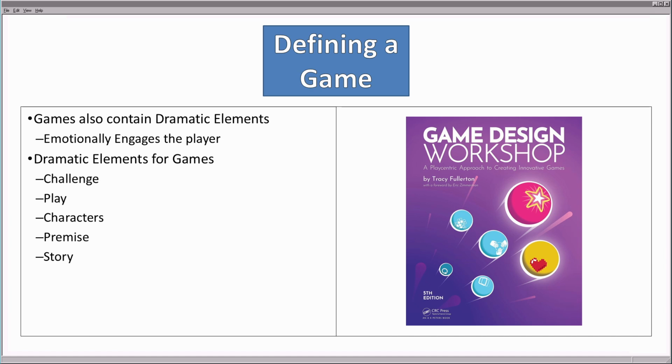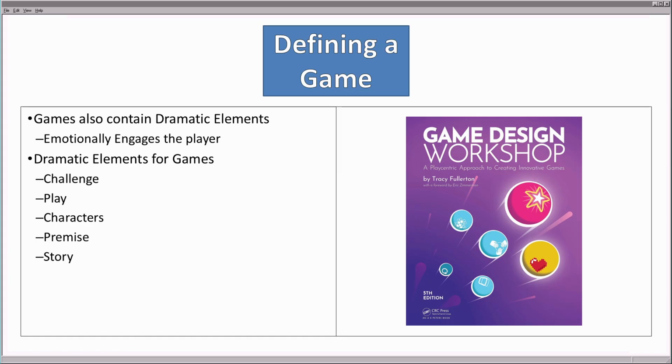Beyond formal elements, games also contain dramatic elements. We know that dramatic elements relate to drama, which can be a series of interesting or intense events related to conflicting forces. This is the way a game emotionally engages the player. Some dramatic elements for games include challenge and play. Both of these are fundamental to all games, and so all games present challenge and play as a dramatic element. We get emotionally involved with trying to reach a goal in a game that is facilitated by play.